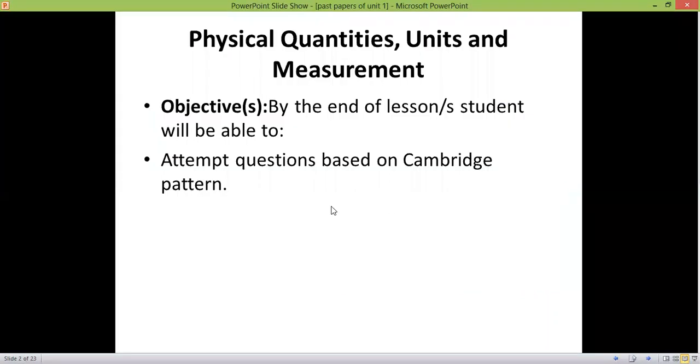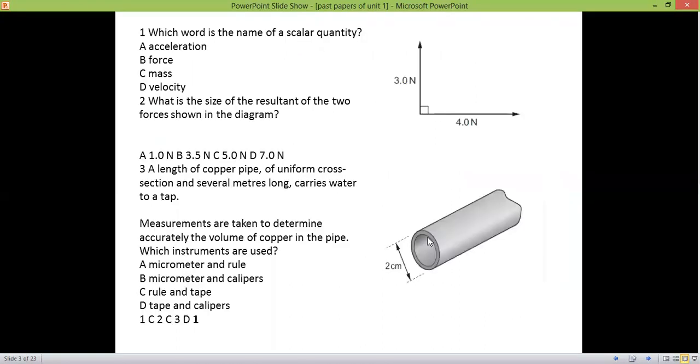In lesson 1, we have completed the chapter Physical Quantities, Units and Measurement. So the objective of the second lesson is that by the end of the lesson, students will be able to attempt questions based on Cambridge pattern. In this lecture, we're going to discuss the questions taken from the last 8 past papers.